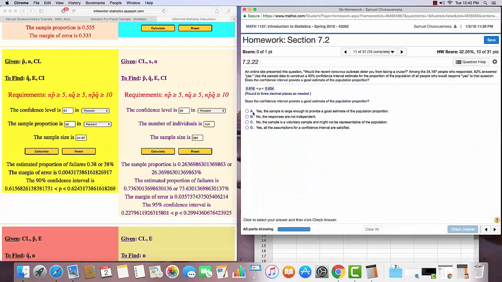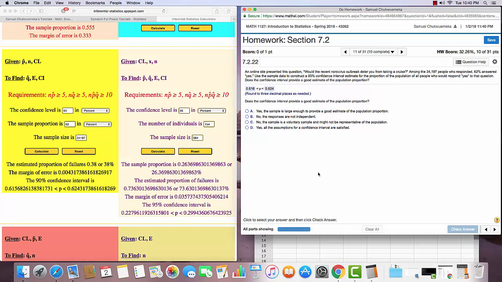The next part of the question: does the confidence interval provide a good estimate of the population proportion? In this case, you look at this question here. Let's look at the options. Yes, the sample is large enough to provide a good estimate of the population proportion. No, the responses are not independent. No, the sample is a voluntary sample and might not be representative of the population. Yes, all the assumptions for a confidence interval are satisfied.